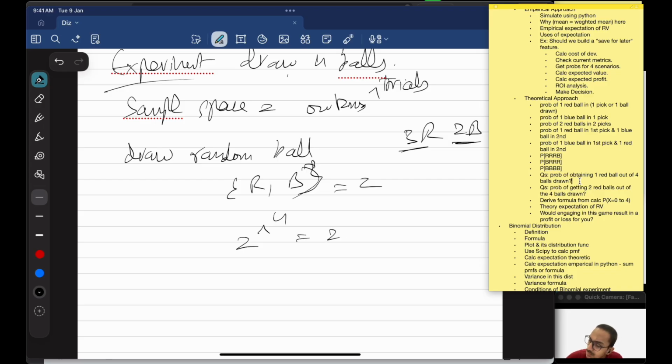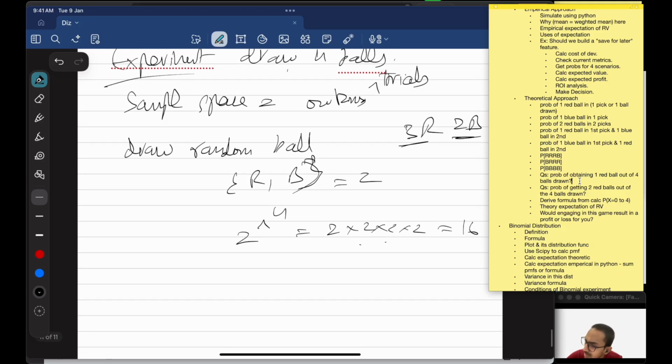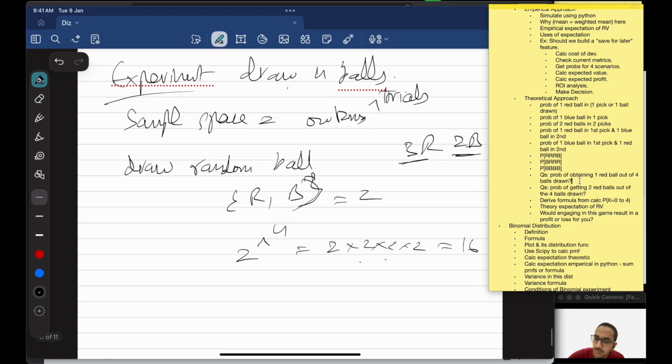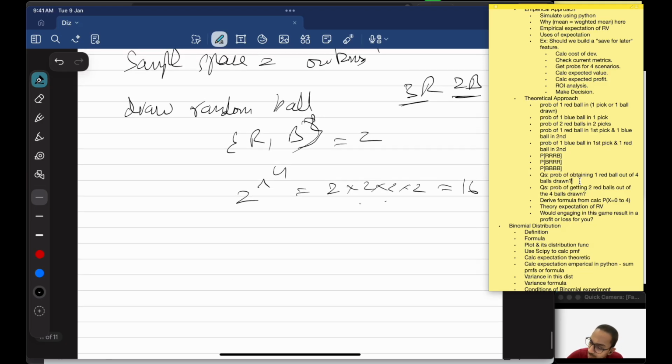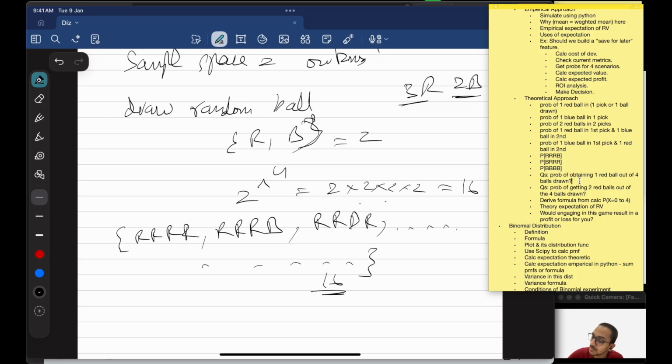So 2 power 4, that is 2 into 2 into 2 into 2, which is 16. So this will have 16 outcomes, and the 16 outcomes can look like what? Since the experiment itself is 4 balls, each outcome will look something like red, red, red, red, or red, red, red, blue, red, red, blue, red, and so on, 16 of them, right?